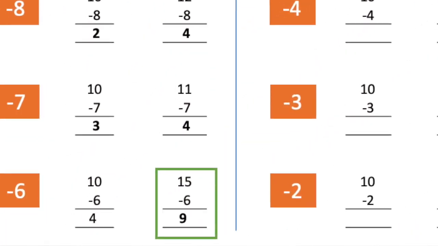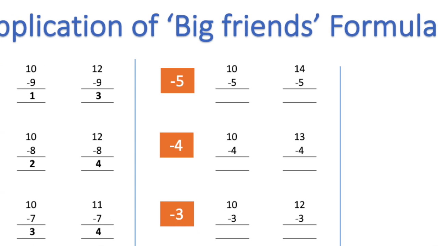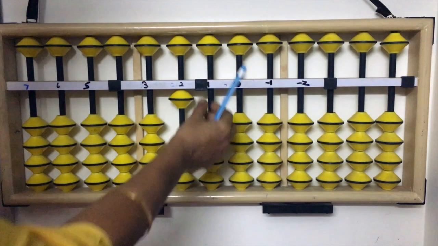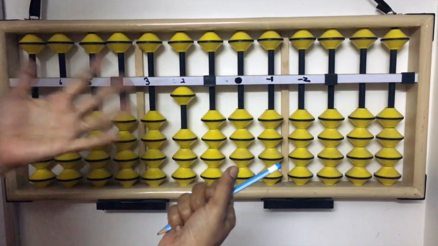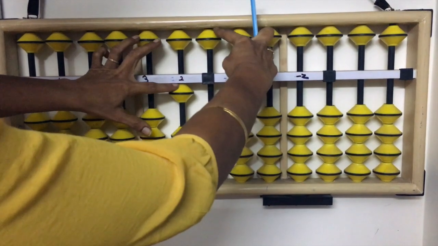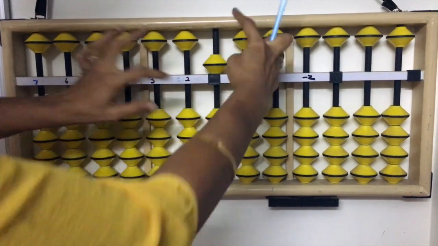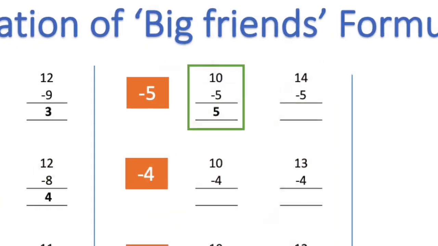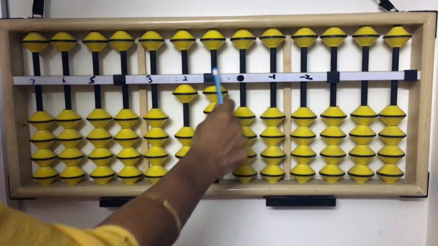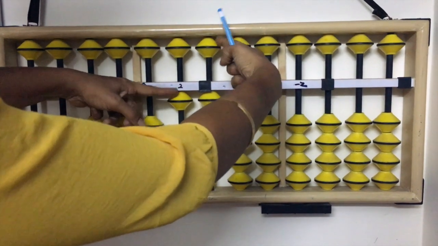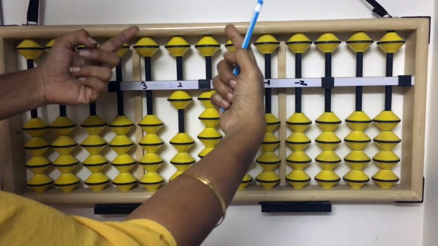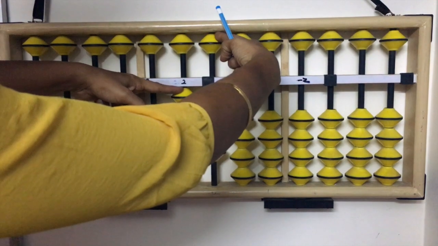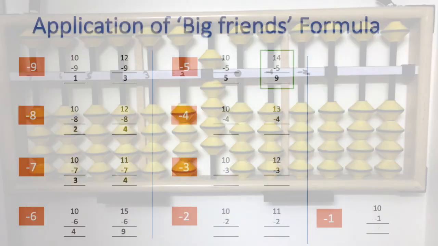Now we are going to see the big friend of 5. 10 minus 5. How to do minus 5? Friend of 5 is 5. So minus 5 is minus 10 plus 5. The answer is 5. Now 14 minus 5. How to do minus 5? Use both your index fingers to do minus 10, then add 5. So the value is 9.